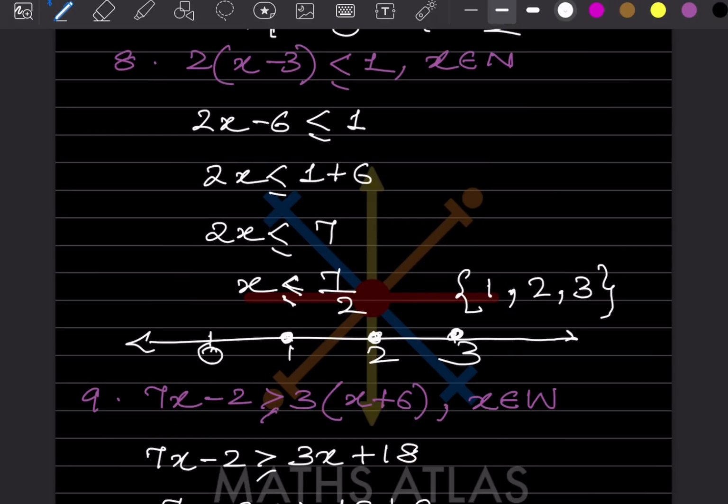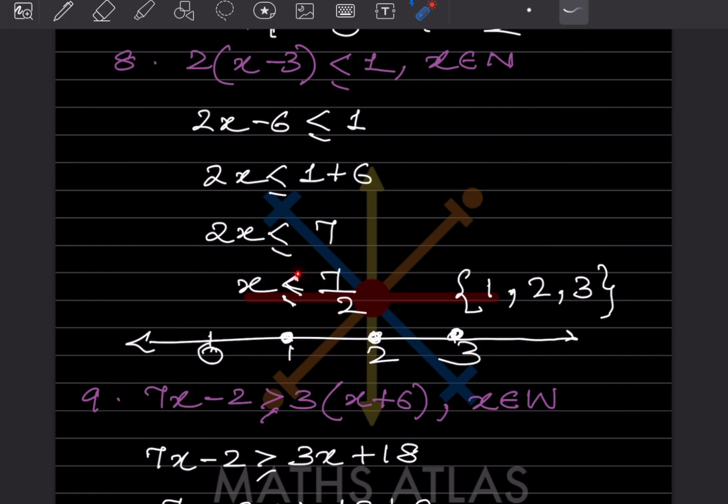Now let us see how to solve this problem here. That is 2x minus 6 is less than or equal to 1. So x belongs to the natural numbers. Natural number means it starts with 1. So this will be 2x. This is the same, this is the same. So minus 6 is going to be plus 6. So this is the same. So this is going to be 7. So here will be x is less than or equal to 7 by 2, which is going to be, when you divide 7 by 2, we get 3.5.